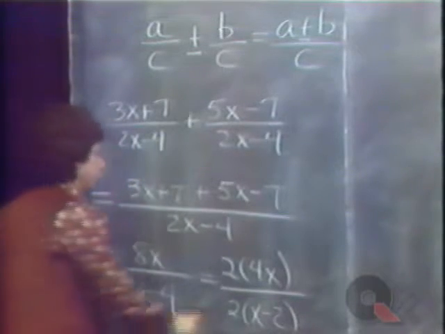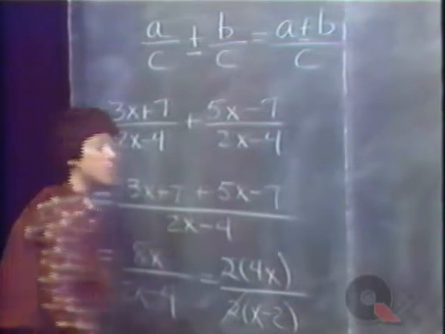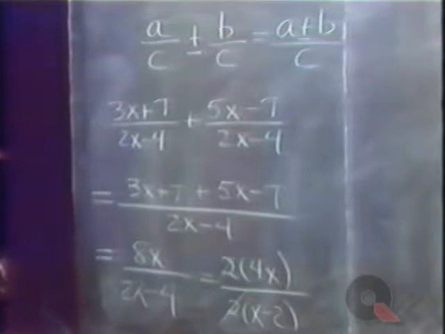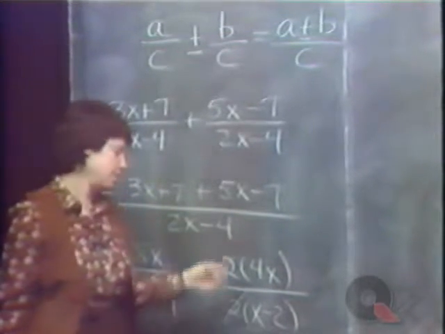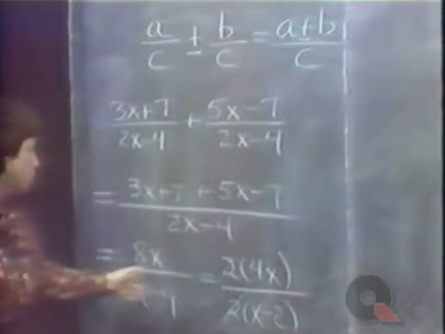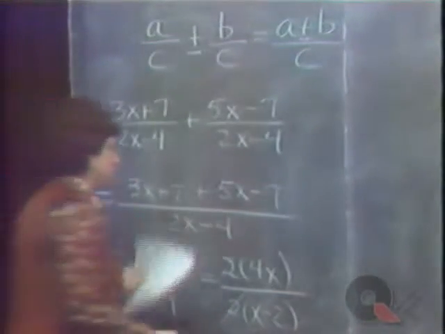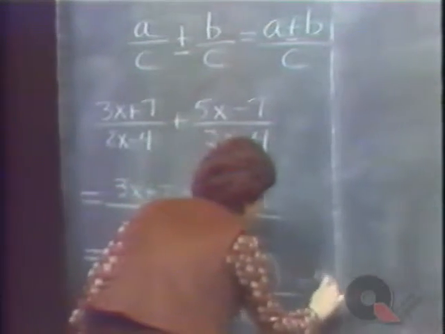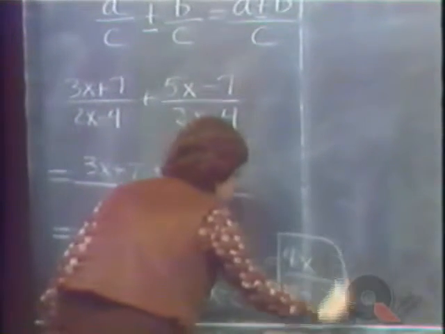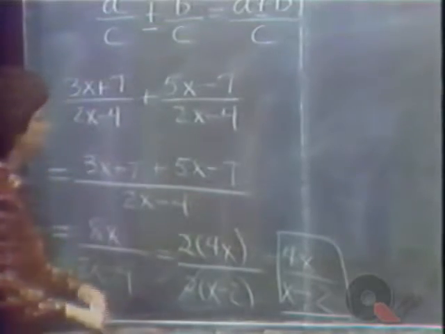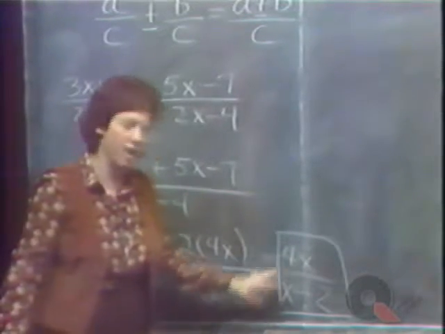So we can divide numerator and denominator by 2 using the fundamental principle of fractions. That is, you can divide numerator and denominator of a fraction by the same non-zero quantity and get an equivalent fraction. This gives us a final answer of 4x over x minus 2. And don't get ambitious here or try to improve on this answer. You cannot cancel anything else.